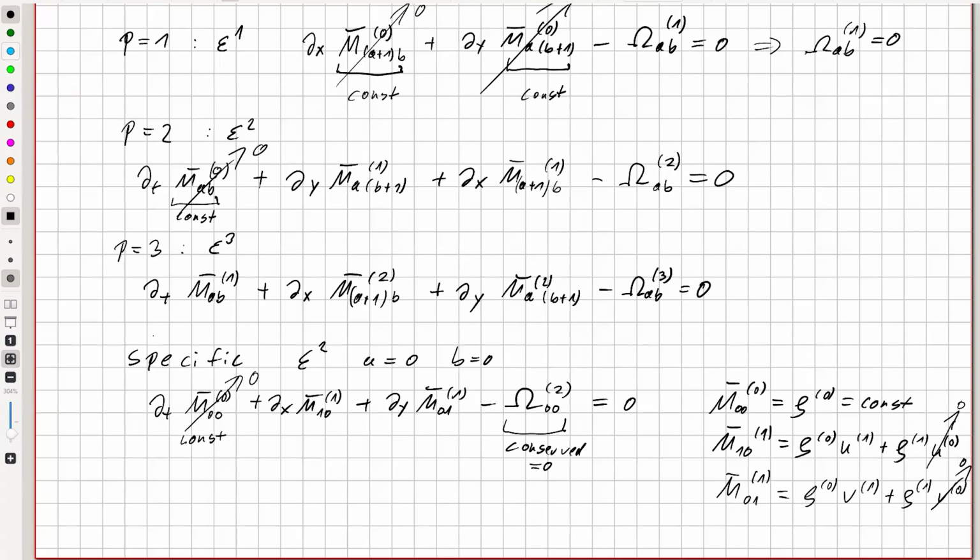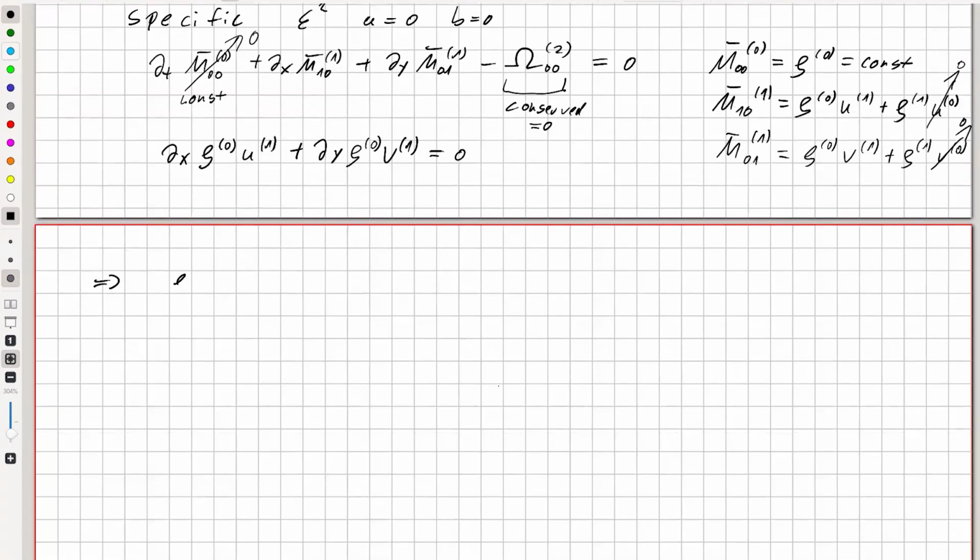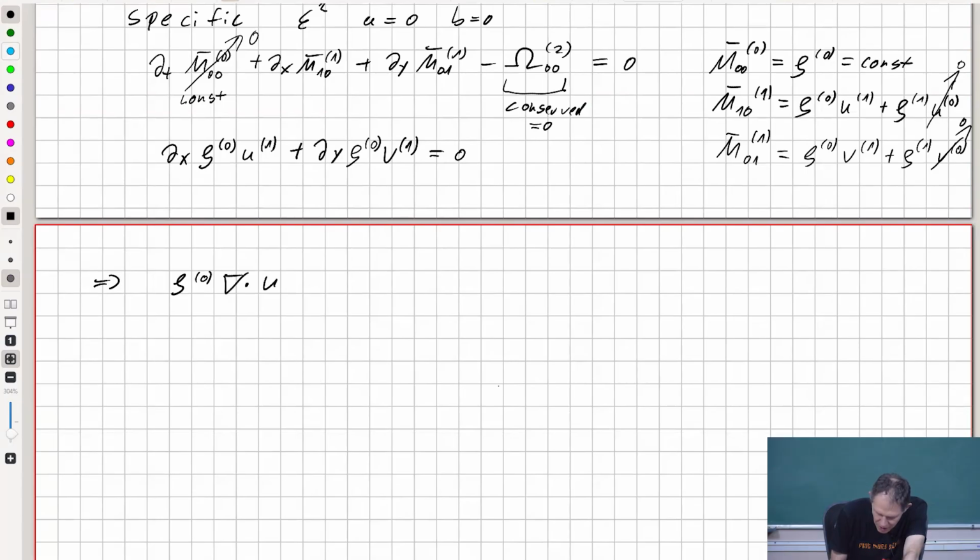So the entire equation then becomes ∂x ρ₀ u₁ + ∂y ρ₀ v₁ = 0, meaning what we've discovered is we can write this as: ρ₀ is constant, so we can put it in front of the derivative. Divergence of u₁ is equal to 0.